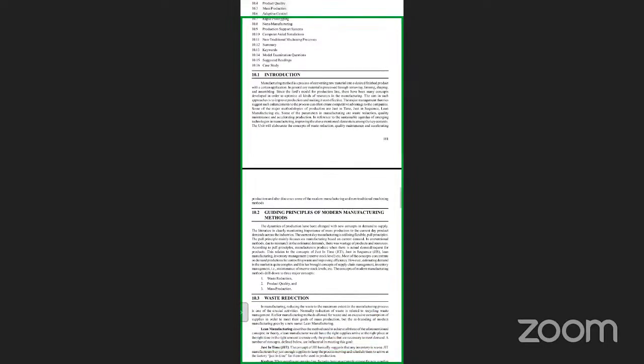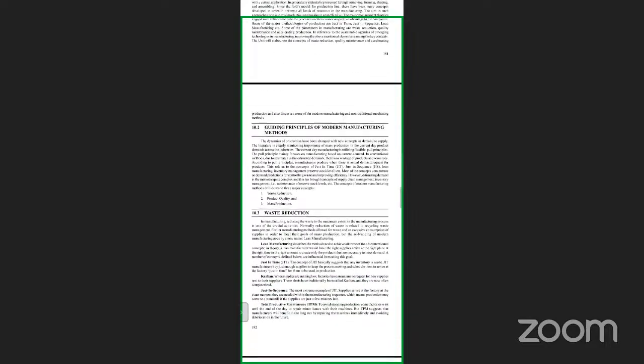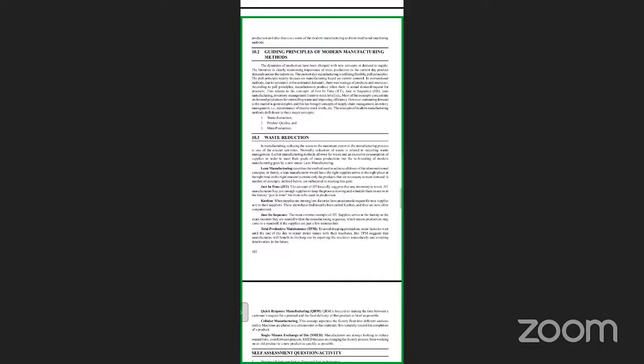Management theories and enhancements to process can often create competitive advantages for companies. The major methodologies of production are just in time, just in sequence, and lean manufacturing. These are the main methodologies used in the production line. Some of the parameters in manufacturing are waste reduction, quality maintenance, and accelerating production. Guiding principles of modern manufacturing methods: the related concepts are JIT, that is just in time, just in sequence, lean manufacturing, and inventory management.